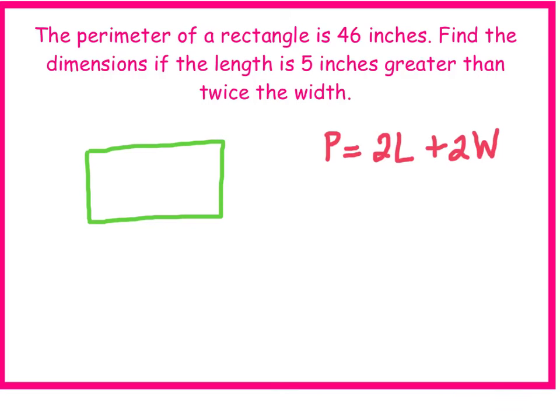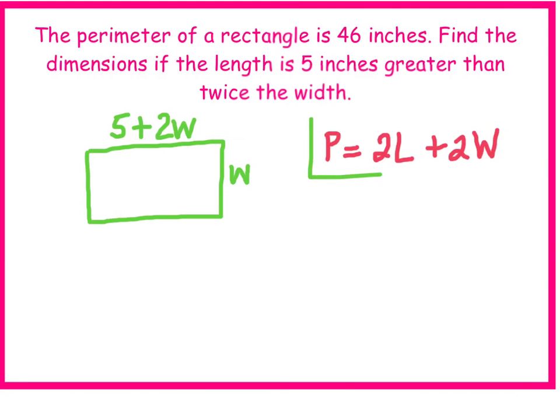Now let's go ahead and take a look at what we can label here. It says the length is 5 inches greater than twice the width. Let's think about that one more time. The length is 5 inches greater than twice the width. So where the length of this rectangle is, we need to write that it is 5 inches greater than twice the width. So the expression for the length is 5 plus 2w. The width, it doesn't give us any information about, so we can just label it w.